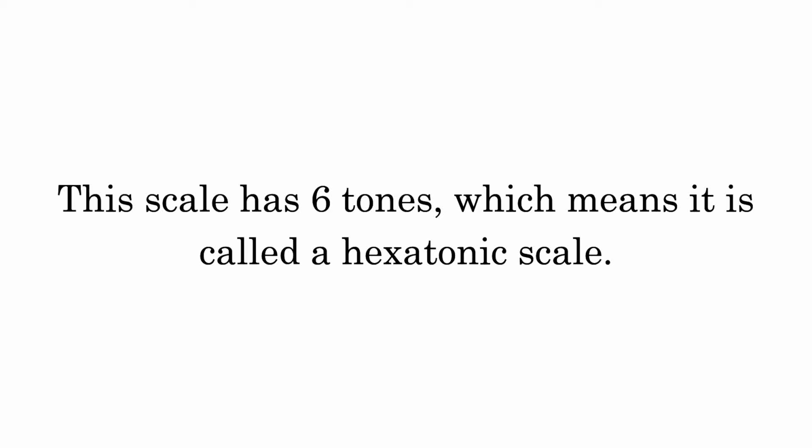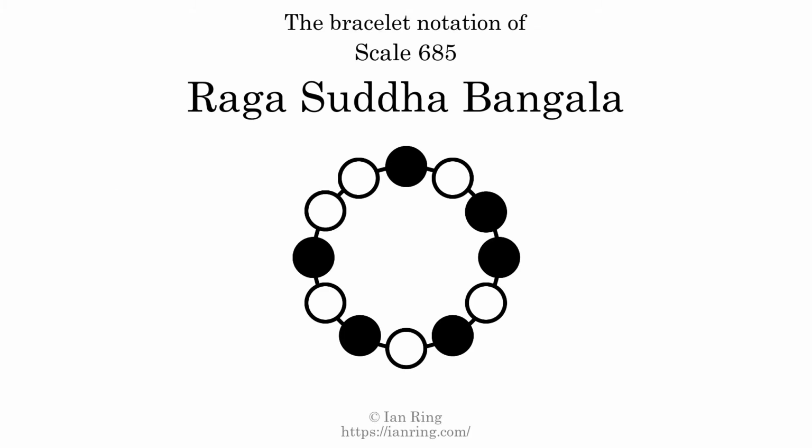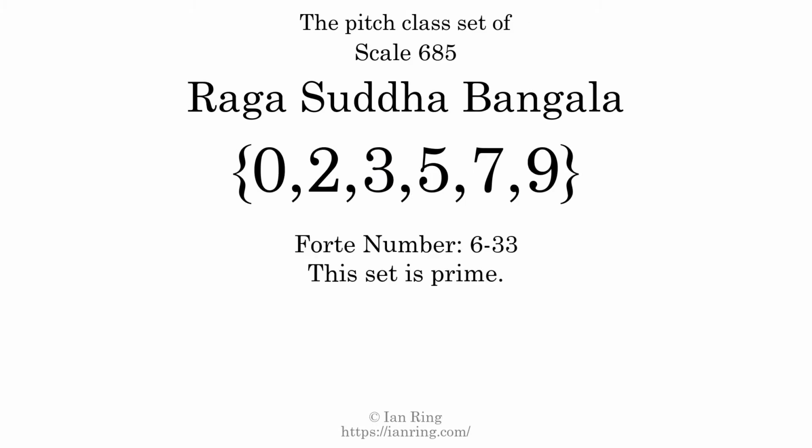This scale has 6 tones, which means it is called a hexatonic scale. This is a bracelet notation diagram of scale 685. The shaded circles represent tones that appear in the scale, and they are read clockwise, starting at the top. The pitch class set for this scale is 0, 2, 3, 5, 7, 9.